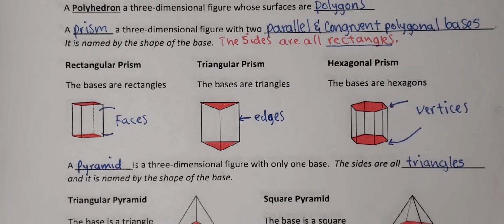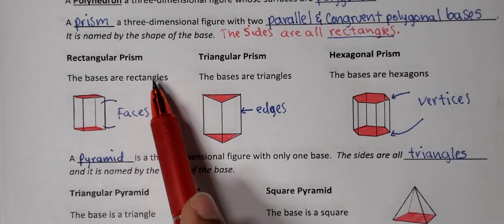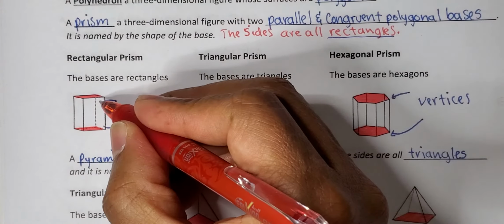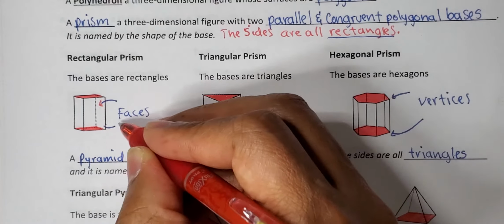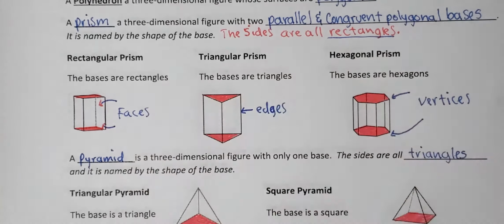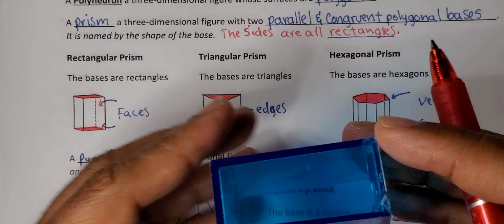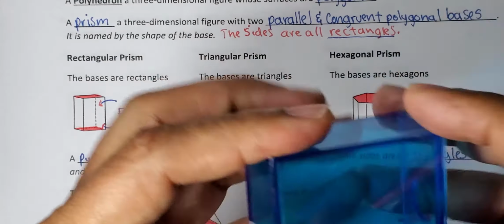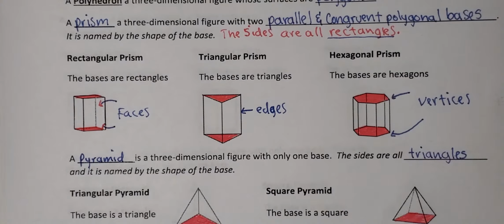So let's go over a few examples for rectangular prisms. Rectangular prism, the bases are rectangles, and in this case, I'm just pointing to the faces here. So this is one face of this rectangular prism, and I know it's hard to tell, so I'm going to show you an example here. This is a rectangular prism. When I say faces, I mean the surfaces you can touch. So these are the faces of this rectangular prism, and you should also be able to count them.